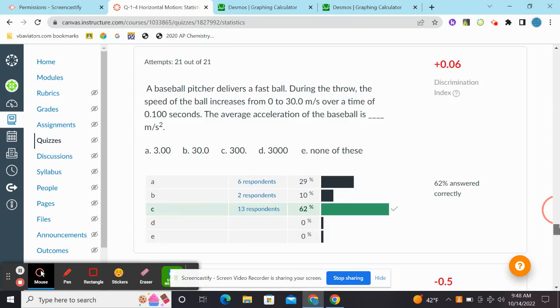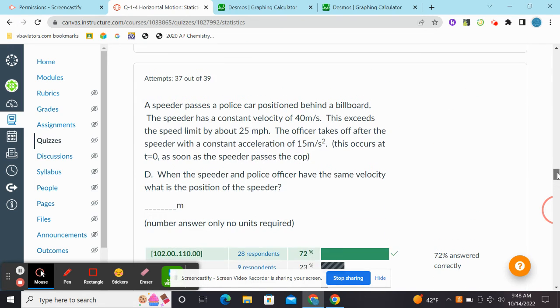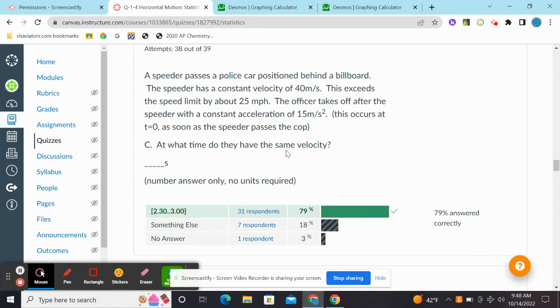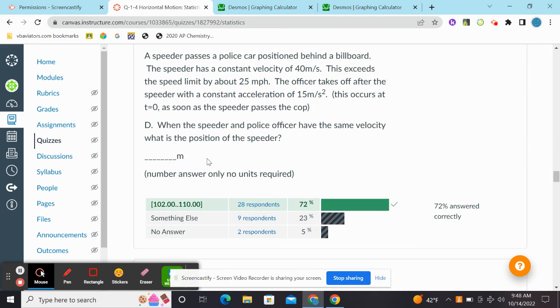So letter C probably asks, what time will they have the same velocity? Let's see if I can dial down letter C here. What time do they have the same velocity? Between 2.3 and 3, so if we half that. Then there's probably going to be some questions about distance. Because when the speeder and police officer have the same velocity, what is the position of the speeder?